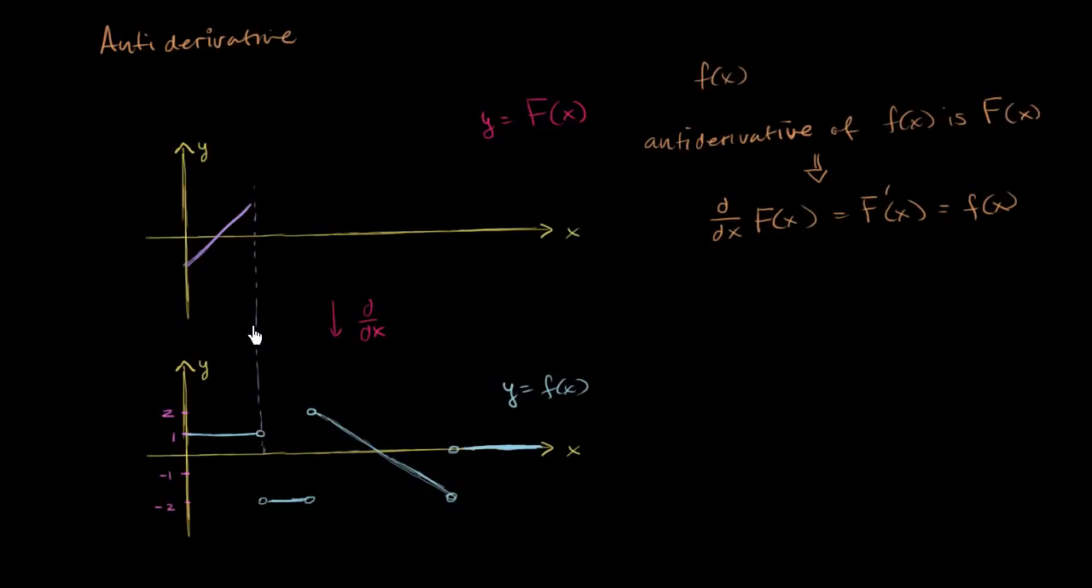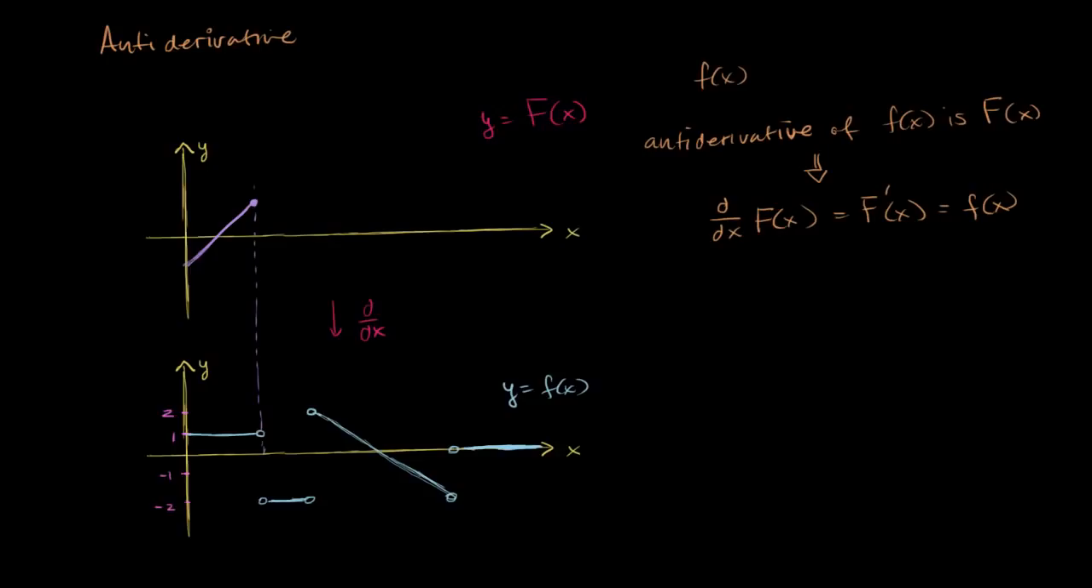This will probably be a point of discontinuity on the original function. It doesn't have to be, but I'm just trying to draw a possible function. So let's just say it actually is defined at that point right over there. But since this is going to be discontinuous, the derivative is going to be undefined at that point. So that's that first interval.